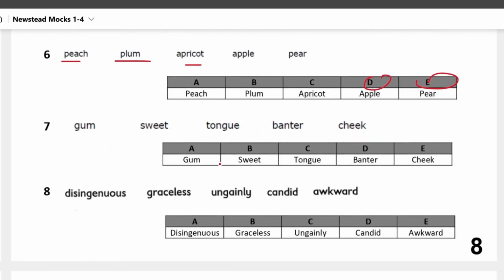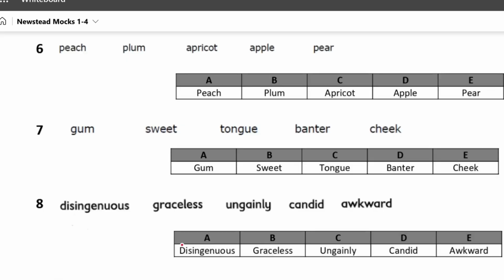Question number 7, we have gum, sweet, tongue, banter, and cheek. All of these words have something to do with going in the mouth. A gum can go in your mouth, tongue, and cheek, they're all to do with your mouth. However, sweet and banter, which means B and D, are the odd ones out.